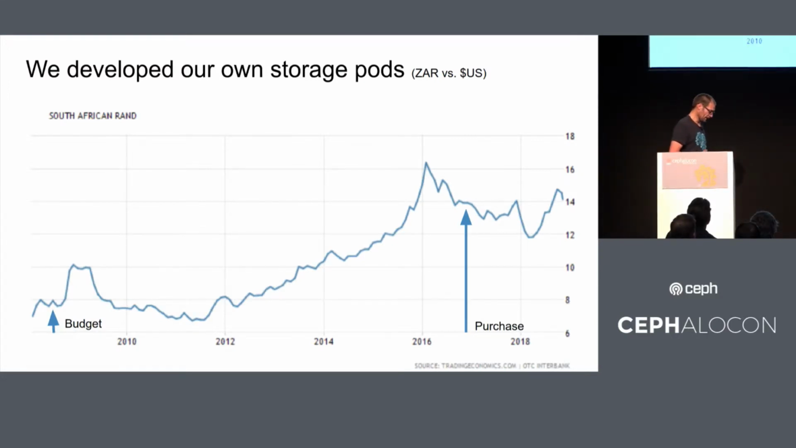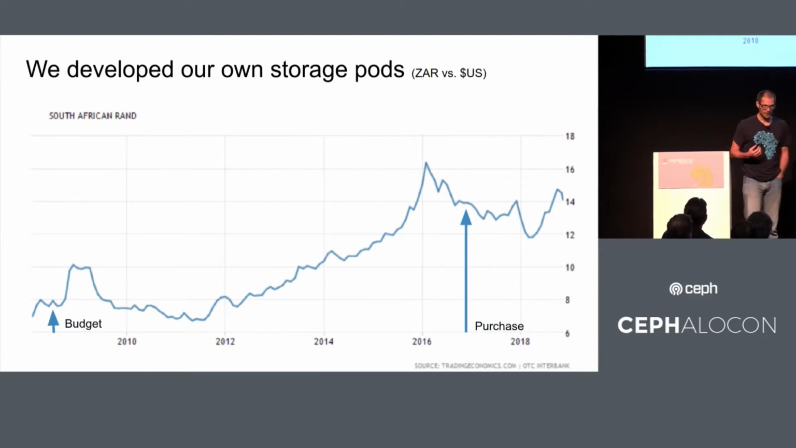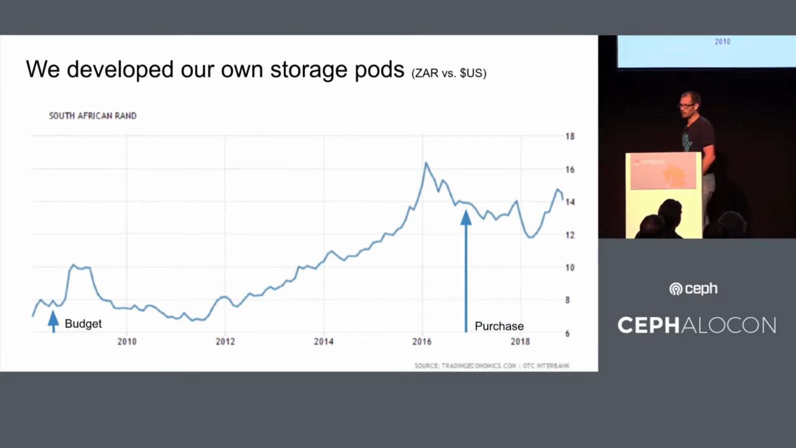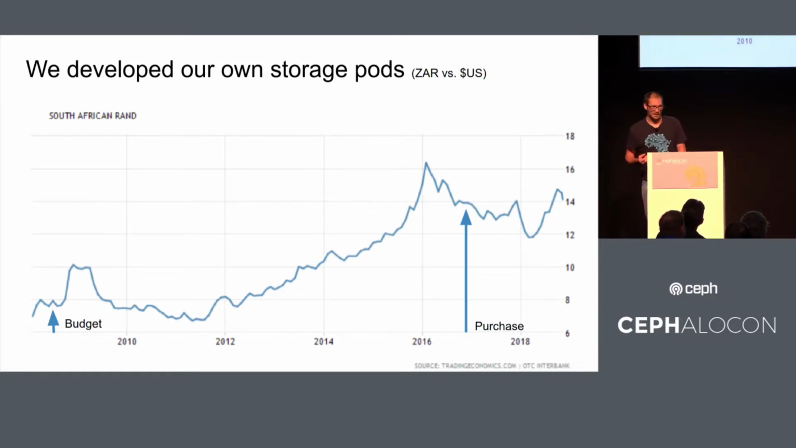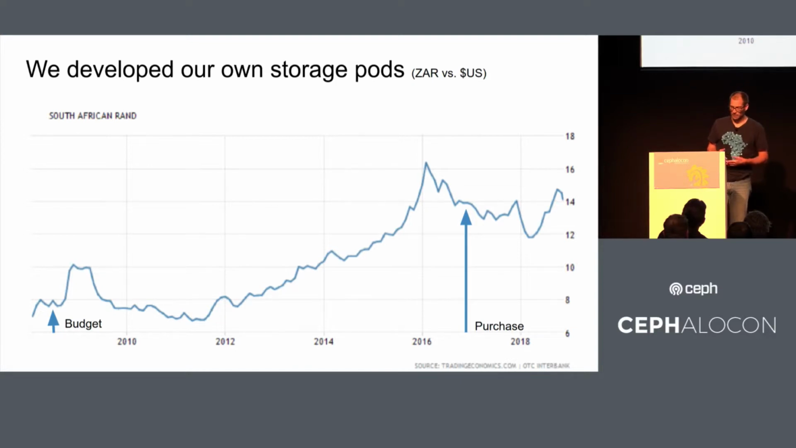So earlier I said I want to tell you about the hardware because that's a very important part of our story, and we had to make a few very crucial decisions. One of them was that we decided to develop our own storage pods. There were a lot of options on the market, and at the moment there's even better selection. But at that stage, when we budgeted for the MeerKAT telescope, the rand-dollar exchange was pretty nice. We would be able to buy some really nice off-the-shelf hardware.